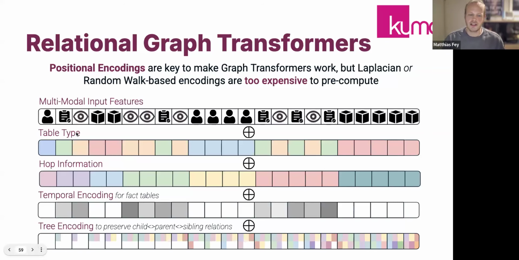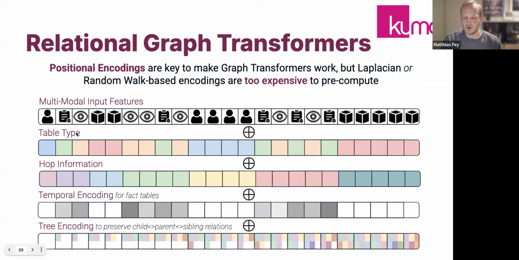One positional encoding we can think of is the table type. So we can add information on whether this token refers to a user, a view, an order, or a product. Then secondly, we add the hop information. That means at which hop this specific node was sampled. That gives us an understanding of how far away, or how deep in the subgraph, this token appears.